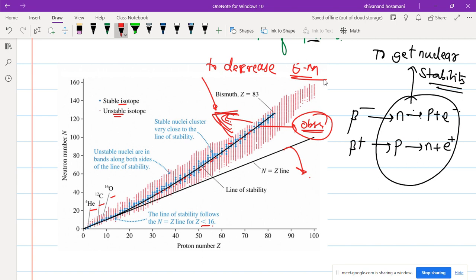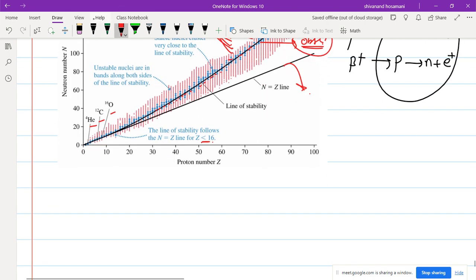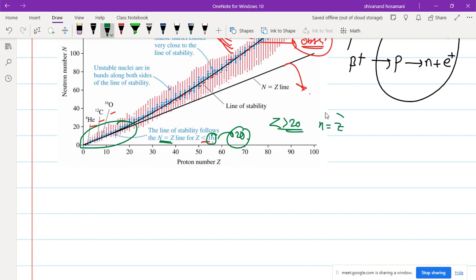Okay, what other point is there in this? So for Z less than 20, the stability curve coincides with N equal to Z. If you look at this part, from here to here, it is N equal to Z. For higher elements, Z greater than, actually it is defined as 16 here, but generally we can define it as 20 also. So for Z greater than 20, it deviates from N equal to Z. This line is called the N equal to Z line, and up to here it follows it, later it deviates.